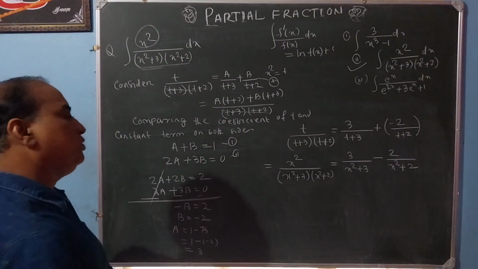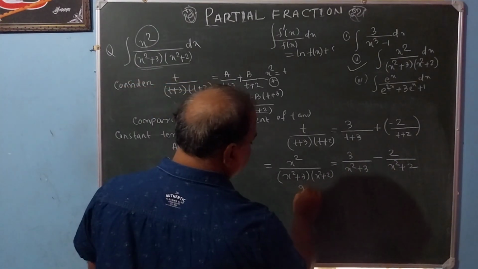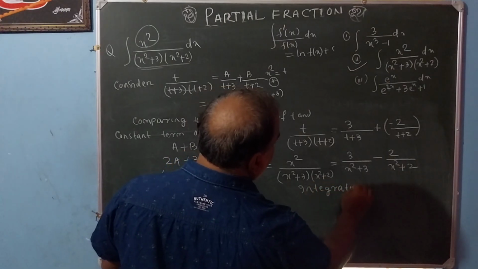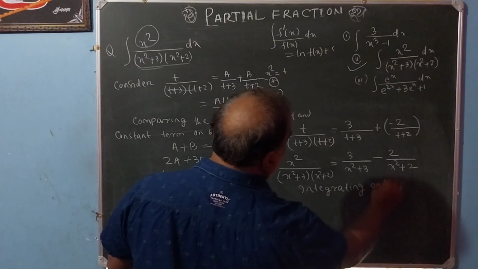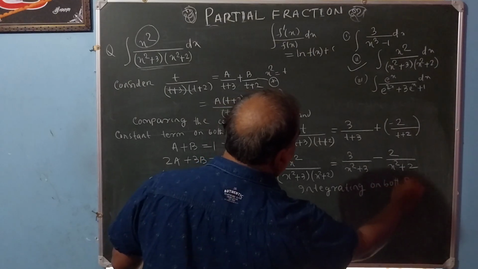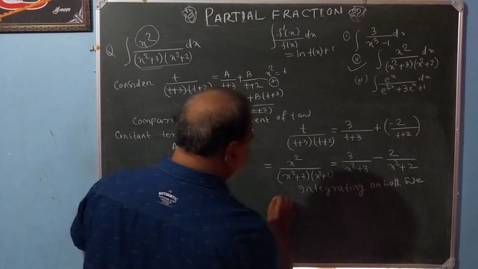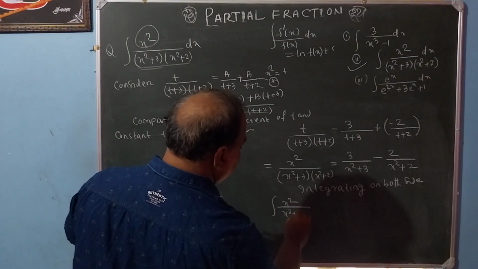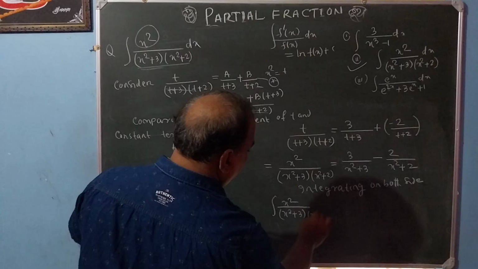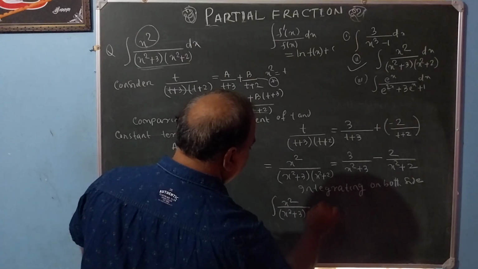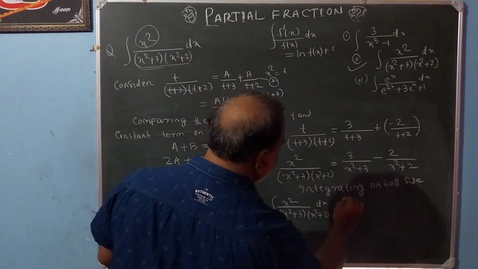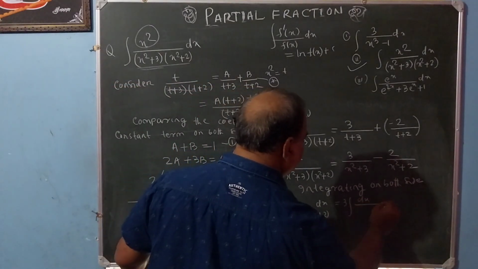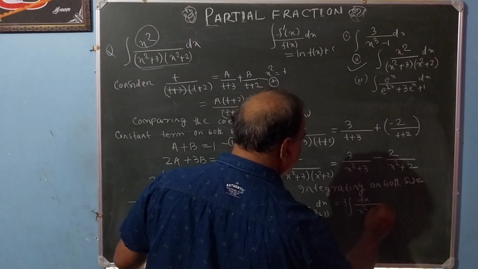Now integrating on both sides. We get integral of dx by (x square plus 3)(x square plus 2). 3 is a constant that will come outside of the integration: dx by x square plus root 3 whole square.